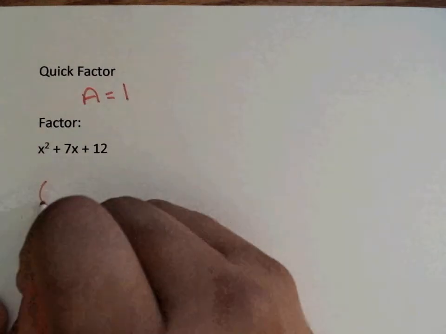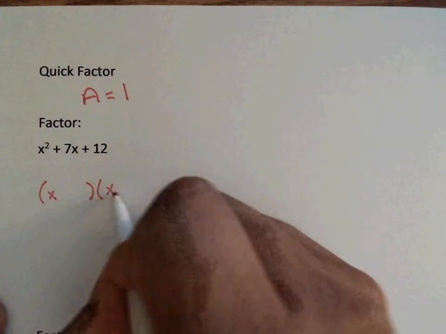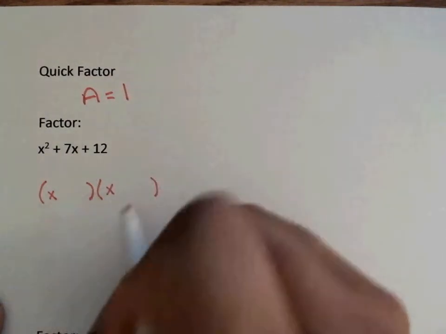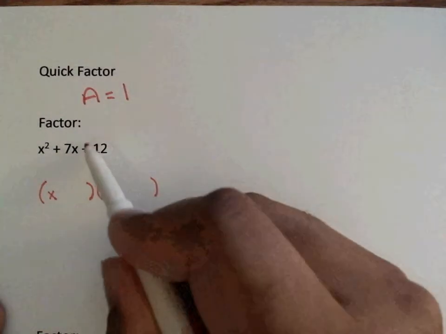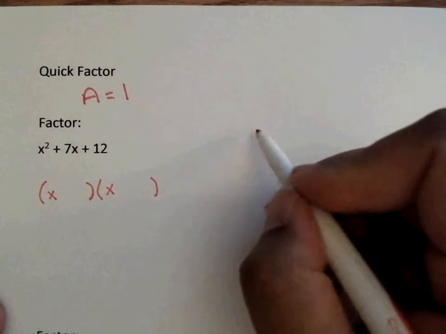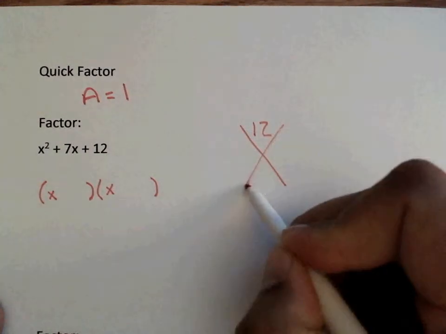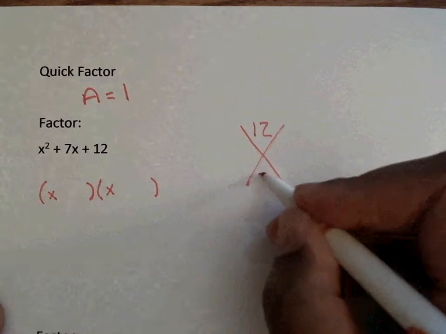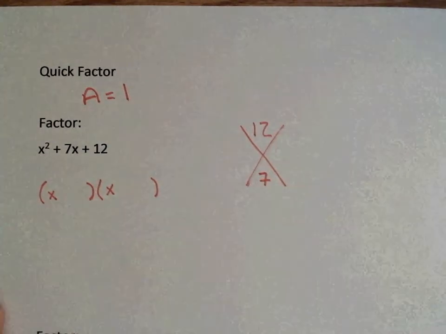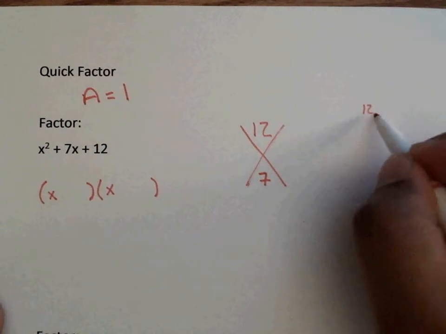So we know our answer is going to be (x)(x), and all we have to do is find out what those two factors are. So remember, we have to figure out what two numbers multiply to give us 12. So I'm going to put my 12 up top, and then we have to figure out what two numbers add up to 7. So off to the side, I'm going to figure out what numbers will give us 12.